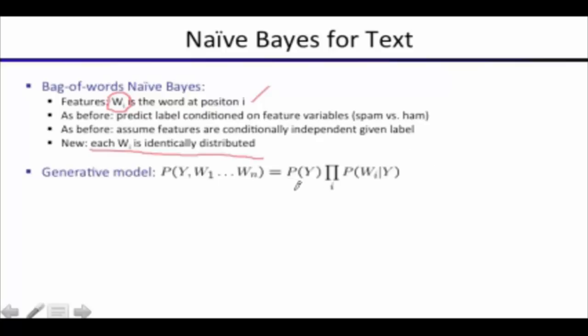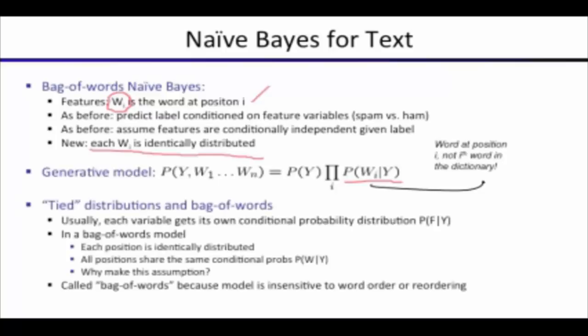And so this is the generative model. As before, in this case, we only have one conditional probability table. And note, W_i means the word at position i, not the ith word in the dictionary. So you can imagine a different representation where, say, your feature was the number of times a particular word occurred in the text, the number of times "the" occurred, the number of times "money" occurred. That's a different way of doing it.